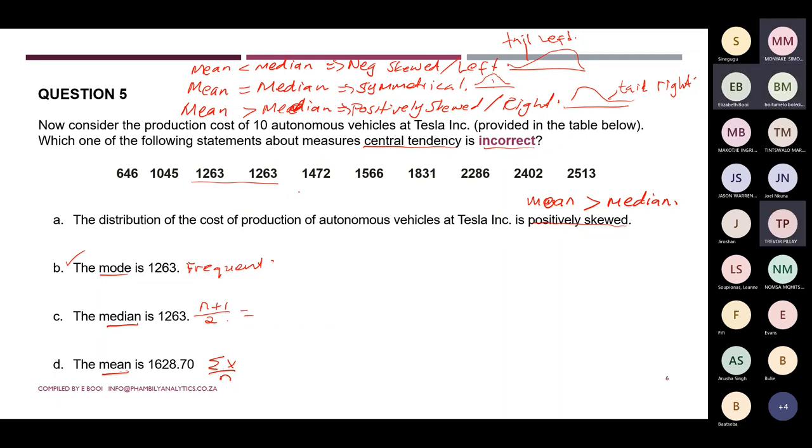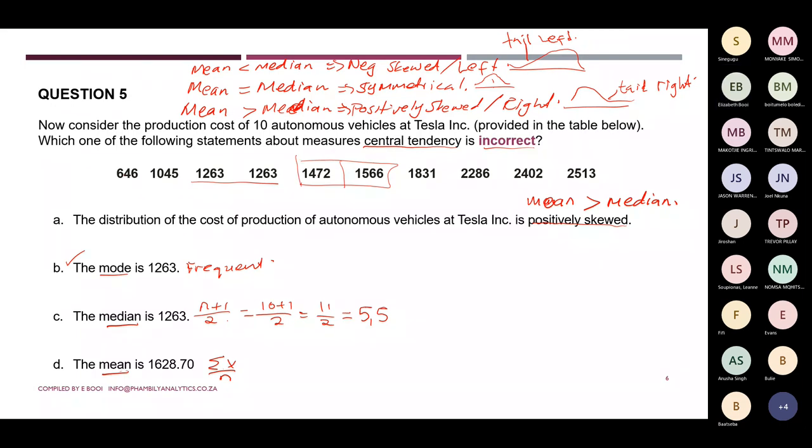The median. How many are there? There were 10, so it will be 10 plus 1 divided by 2, which is 11 divided by 2, which is on position 5.5. So it's located between two values, 1, 2, 3, 4, 5. Take the average of the two values. What is the answer? 1519.5. Which is incorrect. Okay, bear in mind that one.